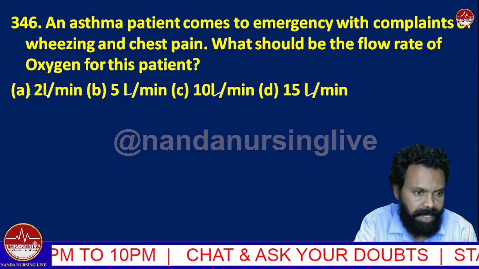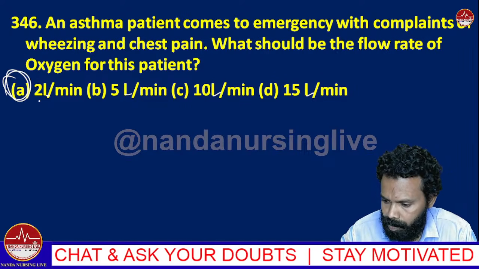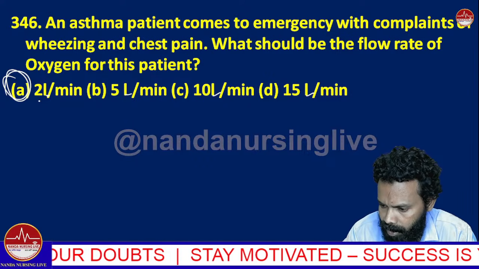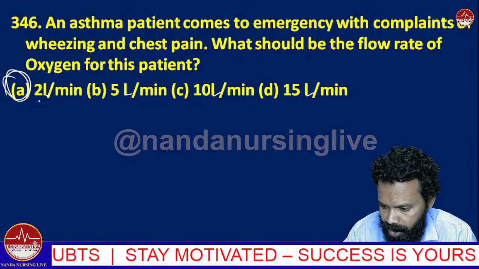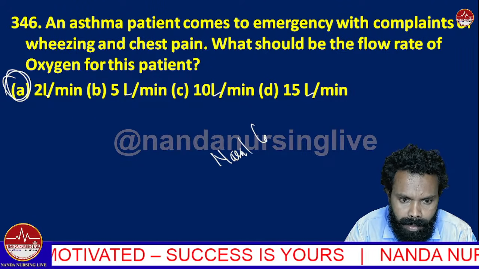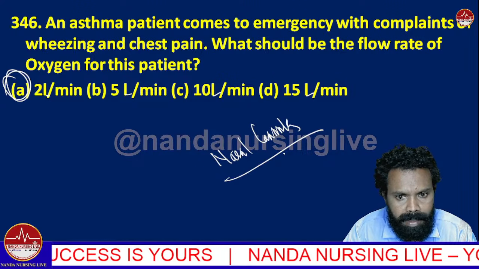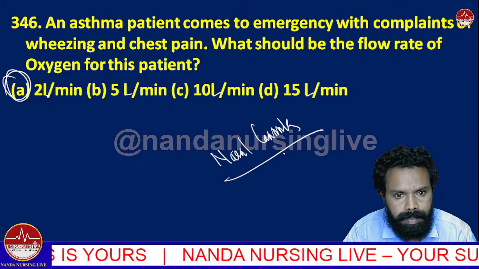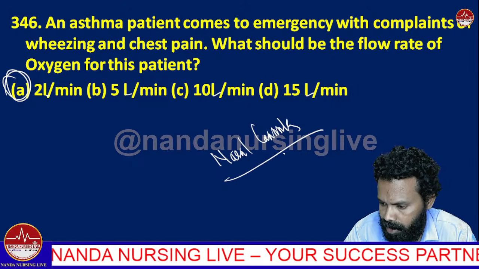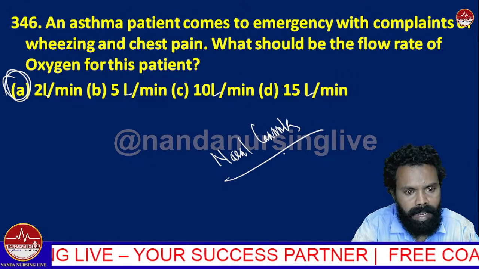So the correct answer is option A, 2 liter per minute, right? Oxygen through a nasal cannula can be sufficient. The nasal cannula provides oxygen to patients with wheezing and chest pain, right? And what should be the flow rate of oxygen for this patient? 2 liter per minute, right? And this is a case of an asthma patient, right?